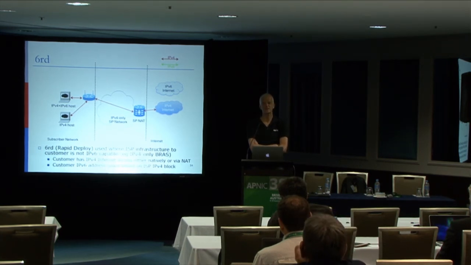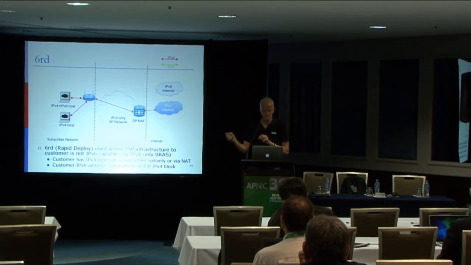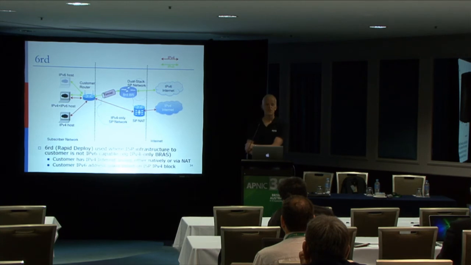The folks who invented 6RD, or first used it, Free in France, had that exact issue. They didn't have access to the DSLAMs. They were just handed off their customers. The only way to do v6 was 6RD, and 6RD builds a tunnel, which I'll show you in a minute. So v4 runs native v4 as always. v6 runs through a tunnel, through the v4 infrastructure.